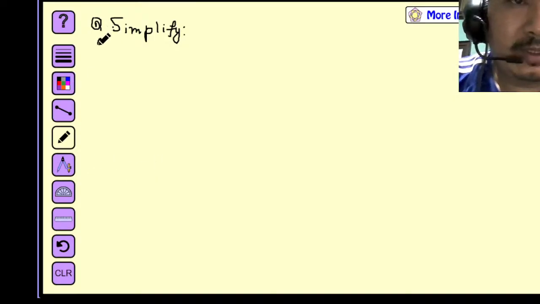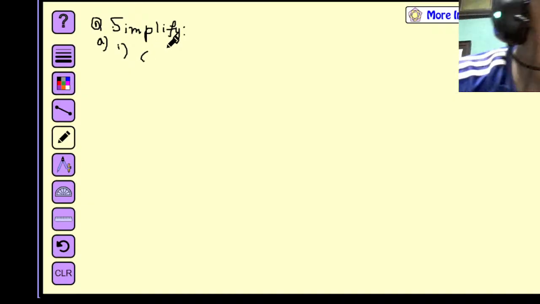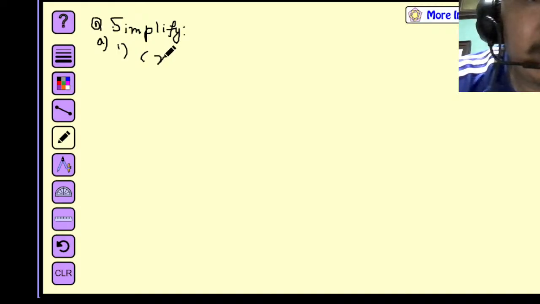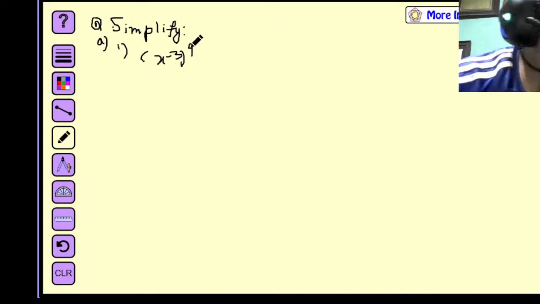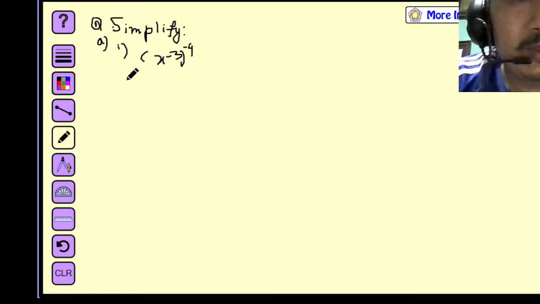The question is given like this. Part a has three questions. The first question is given here: x to the power minus 3, and whole power also minus 4. When you remove the bracket, minus 3 and minus 4 multiplied will be plus 12. The power is converted into positive now. x to the power 12 is the answer.